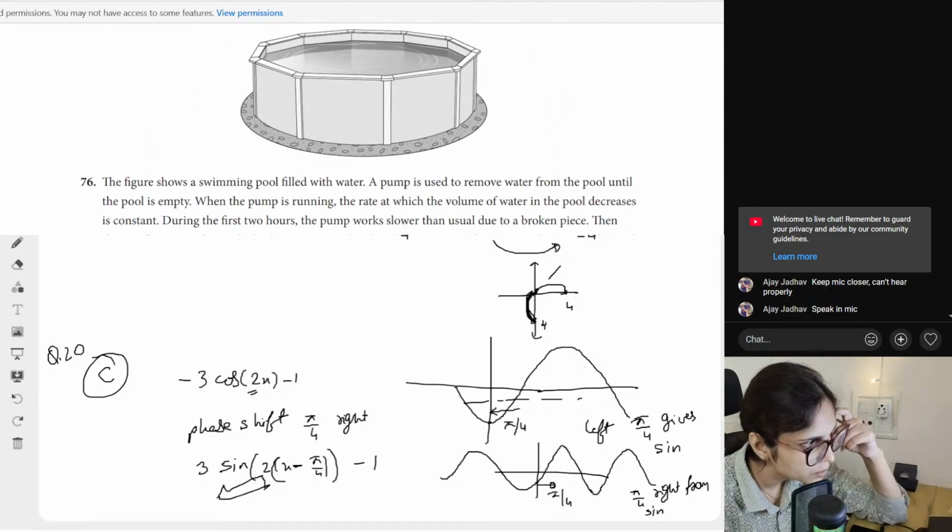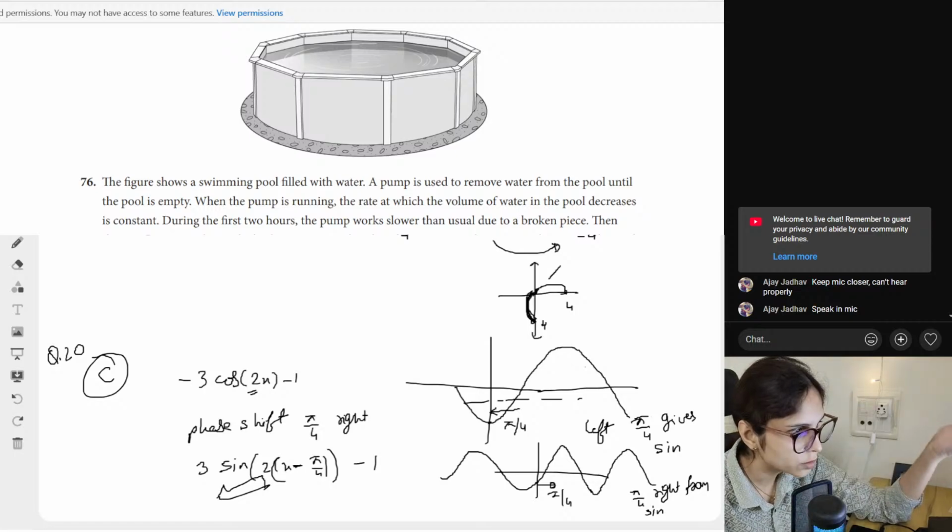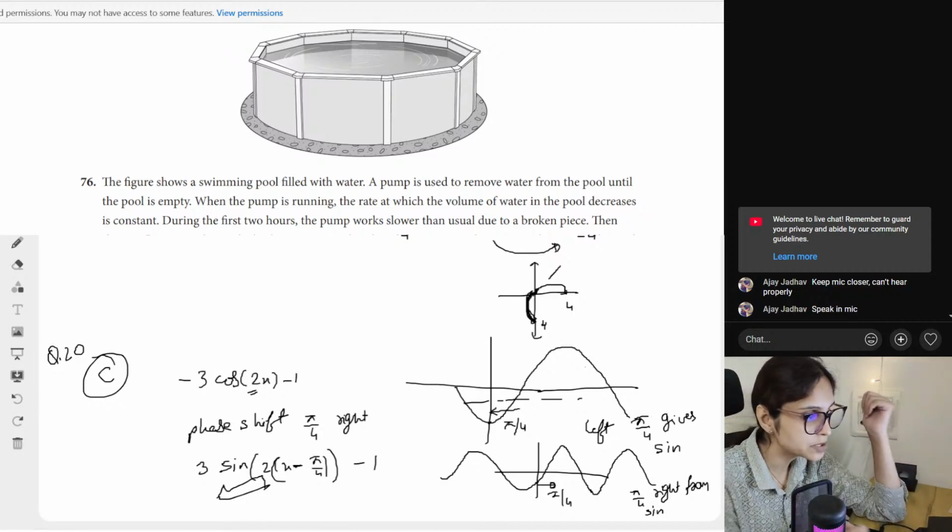Okay. So this is the first question. This figure shows a swimming pool filled with water. There's a pump that is removing water from the pool until the pool is empty. When the pump is running, the rate at which the volume of water in the pool decreases is constant. If rate is constant, that means it is a linear function.